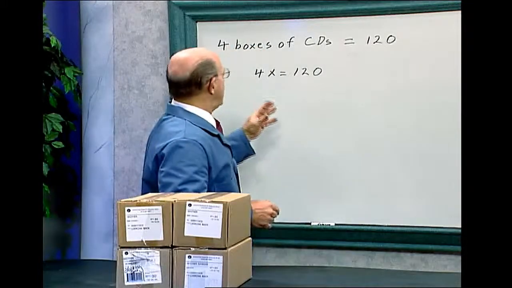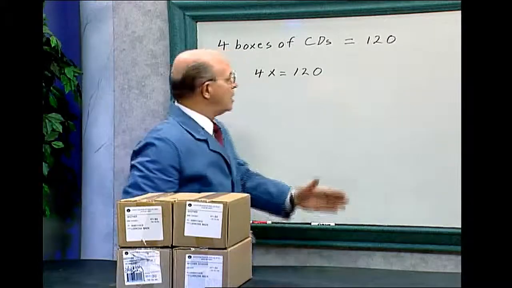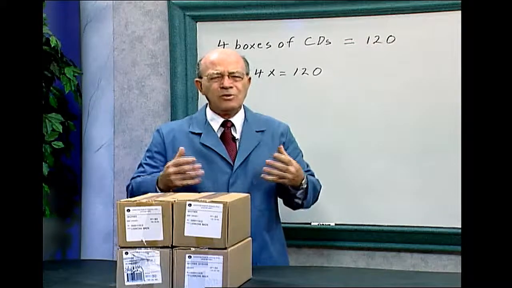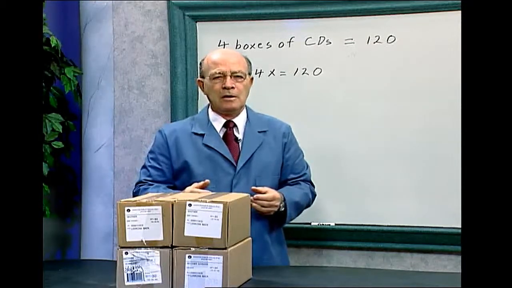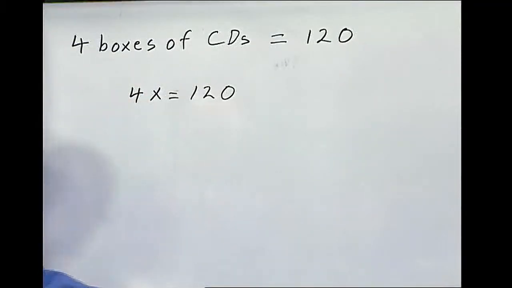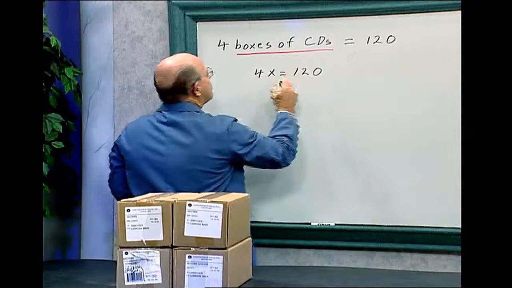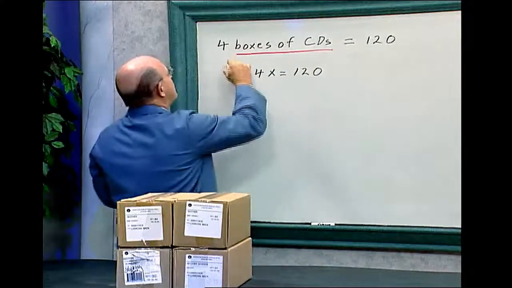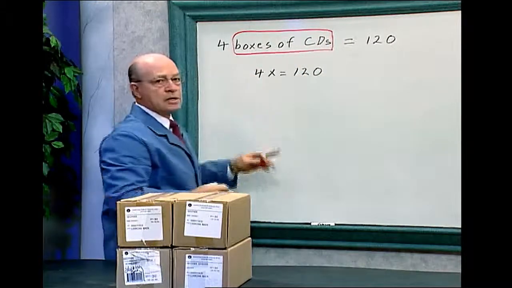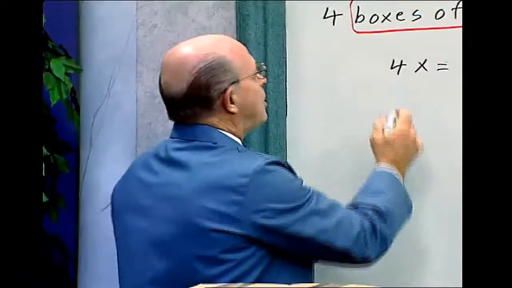We have a simple problem here. Four boxes of CDs, and these are the four boxes of CDs, and they equal 120. Now, you could do this in your head. I know that. But this is really algebra. We're going to make an algebra problem out of this. Four boxes of CDs, and we're going to make these four boxes of CDs, we'll call that X. So instead of using this long term, algebra simplifies it, and we'll call it X. We can call it Y, Z, or B, but we use X.